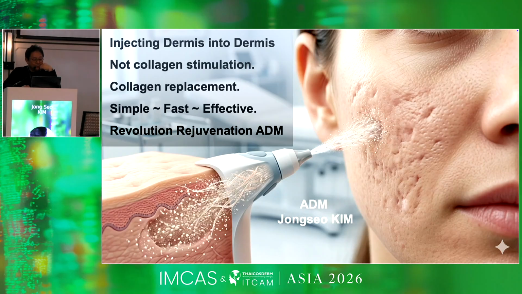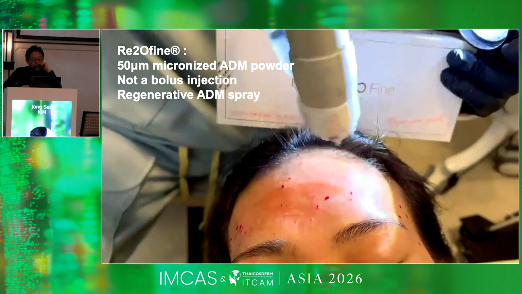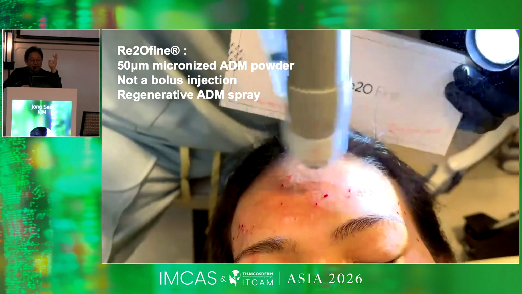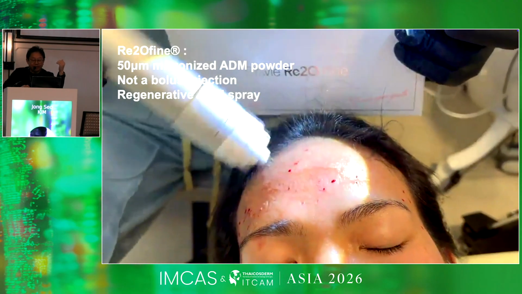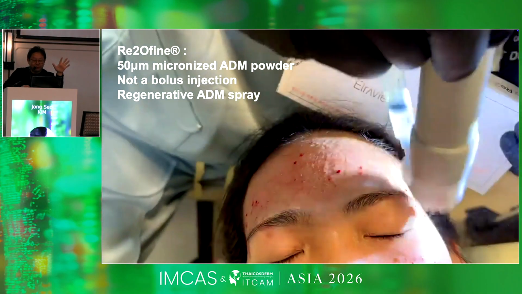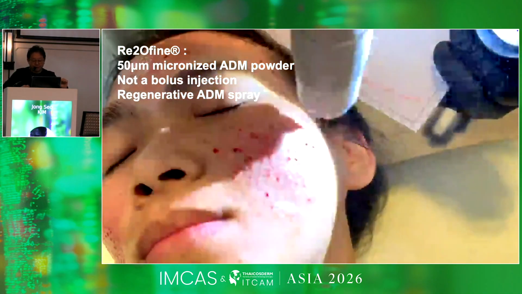And then the main topic: injecting dermis into the dermis. This is the paradigm shifting. The ADM product, acellular dermal matrix, the new product name is Re2Fine, is a micronized ADM powder with a particle size of 50 micrometers. It is a very small particle. It is good for the needle-free injector.